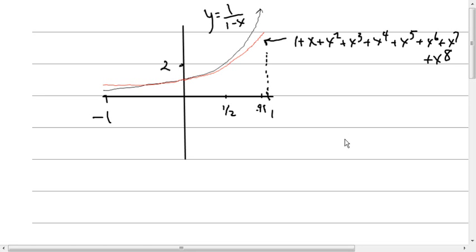Another point is illustrated by this graph about power series' ability to predict what's going on. When we look at a simple geometric series, we know that y is equal to 1 over 1 minus x. In this case, if x is equal to 0, we get 1 over 1, and therefore at 0 we get 1. At 1/2 we get 1 over 1 minus 1/2, which is 2, and there that is.